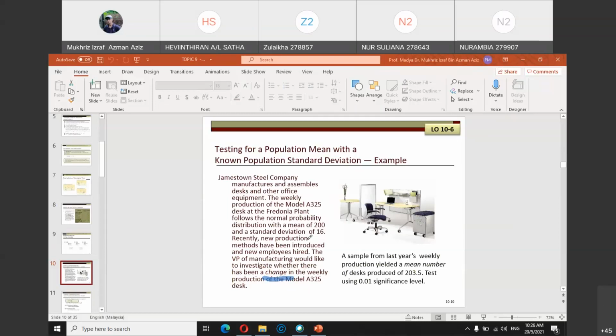From the past information, they know that the mean is 200 and the population sigma is 16. But after they employ new workers and change the production method, they believe that now the mean is no longer 200, but different from 200. Then they take a sample, and from the sample they get the mean to be 203. But in this slide here, something is missing.